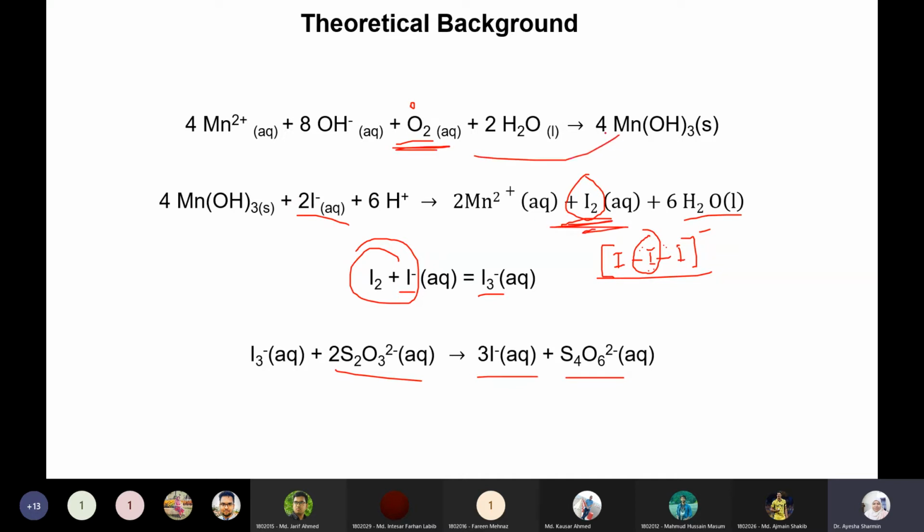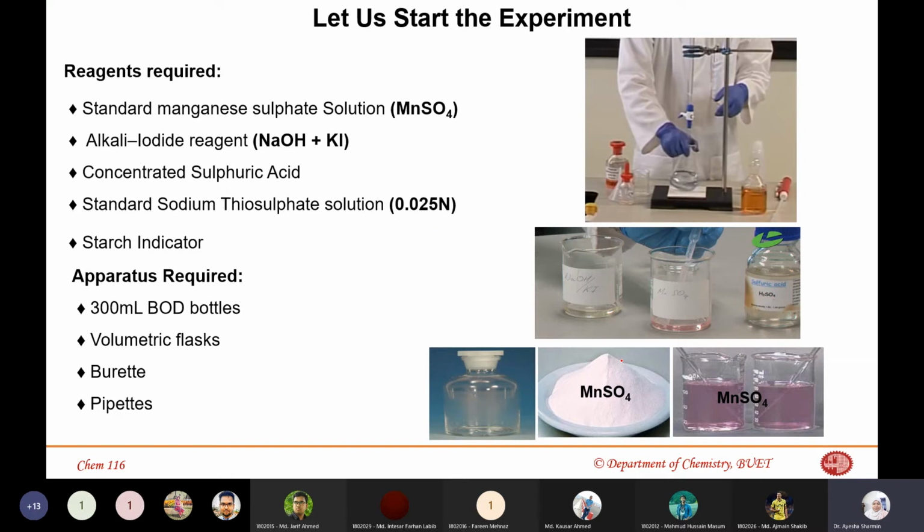Then you are using that here, so you can find the stoichiometric relation among these chemicals. These are the equipment you need. You need the standard manganese sulfate solution. Manganese sulfate is pale pink. If you make it a solution, it looks like this, very pretty color.